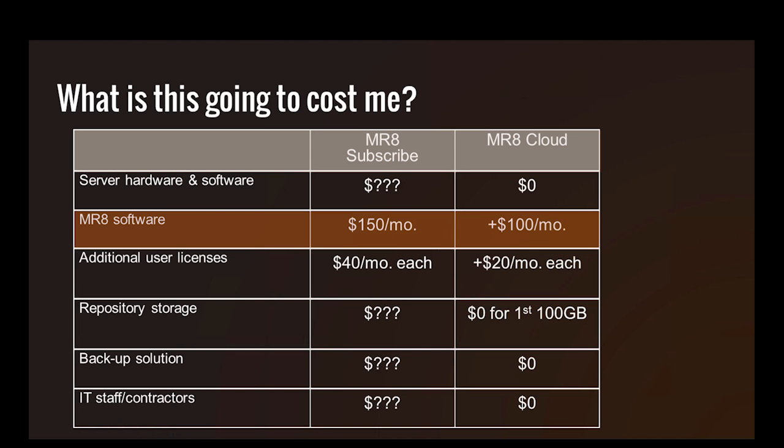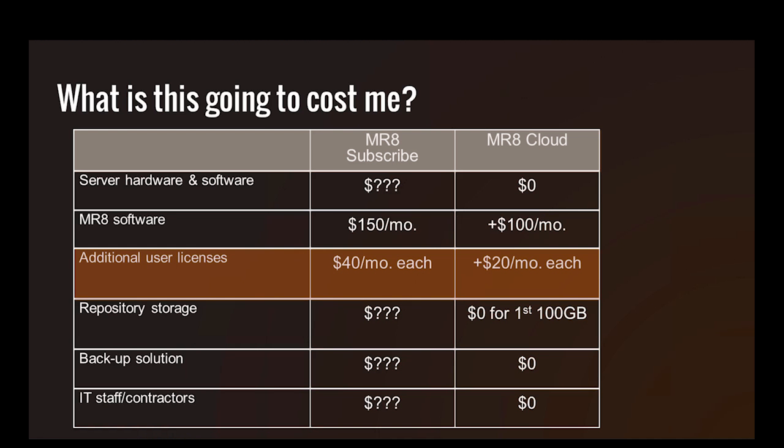The base price for one user license of MR8 is $150 a month. To go to the cloud, it's an additional $100 a month. Then if you have additional user licenses, the price is $40 per month. But with MR8 Cloud, you're only paying $20 more per month.